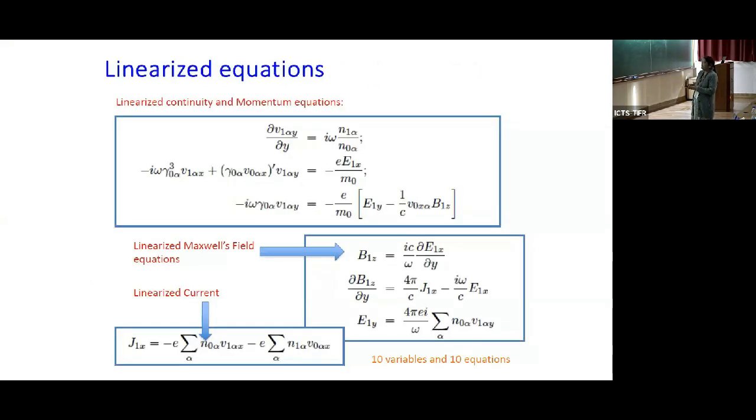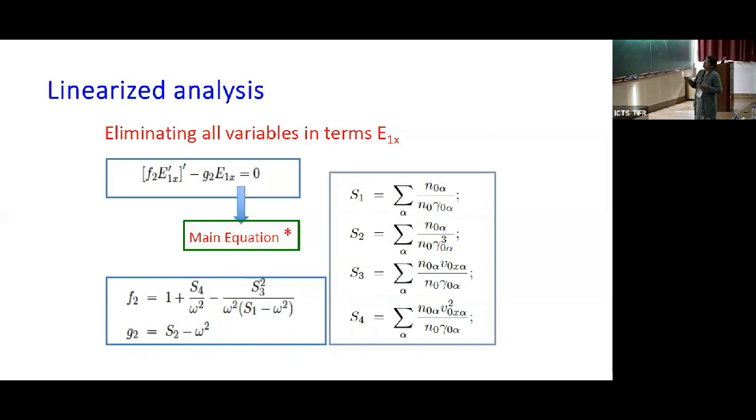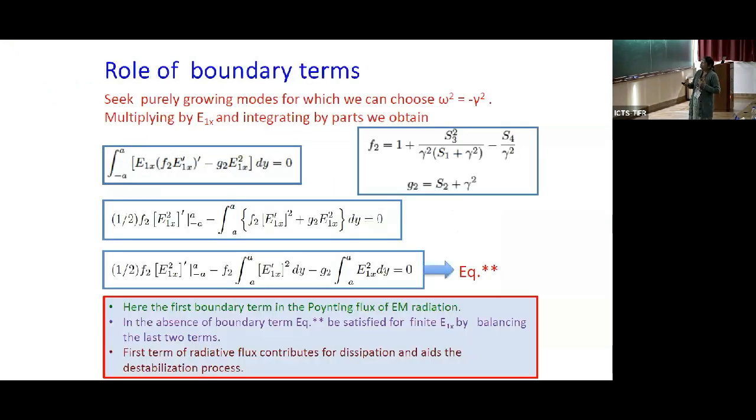They were chosen to be finite. And then when we did the linearized analysis of the continuity, momentum, and Maxwell's equations, we got this set of equations, which are 10 variables and 10 equations. We eliminated all the variables in terms of E1x, and we got this particular equation. This is our main equation. These are the equilibrium constants, and F2 and G2 are like this. If we take a purely growing mode, omega squared will be minus gamma squared. This is not correct because radiation is being emitted.